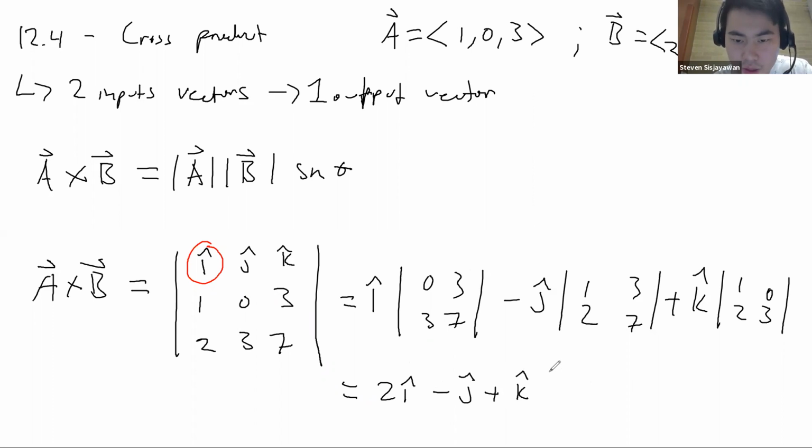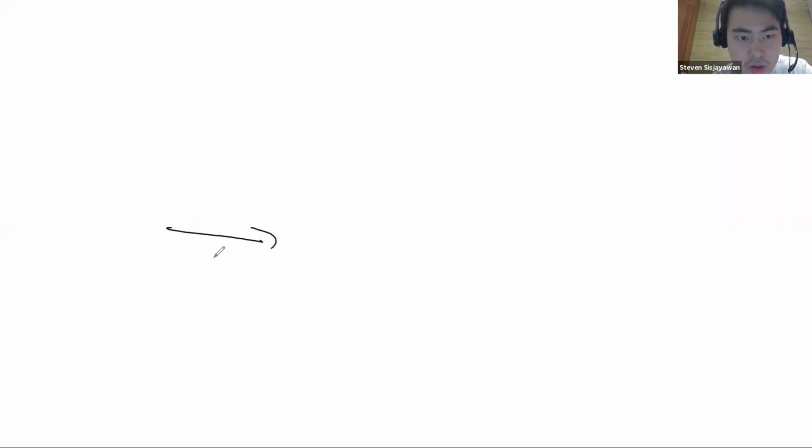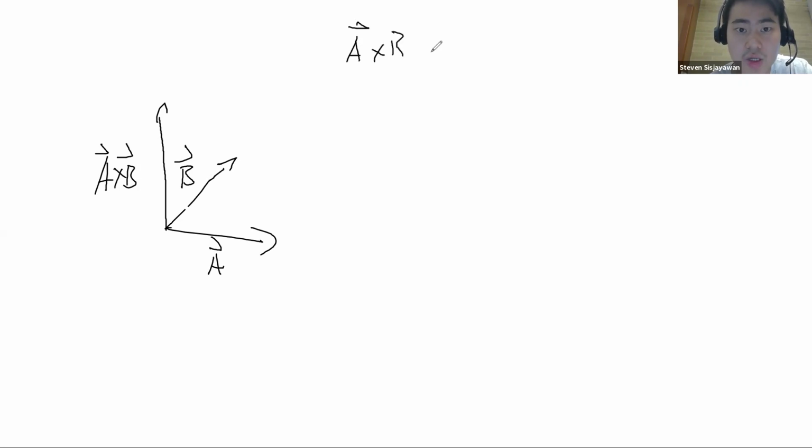So what does this result actually represent? This is actually another vector. If I draw out this vector A, and you're crossing it with that vector B, then A cross B is going to be this other vector, as covered in class. It's going to be orthogonal, or perpendicular, to both B and A. Something to note is that A cross B is perpendicular to A, and A cross B is also perpendicular to B.